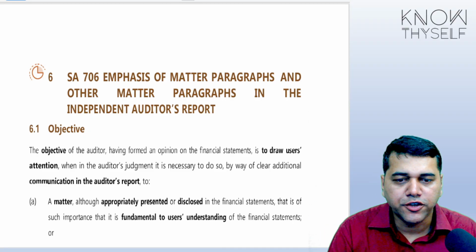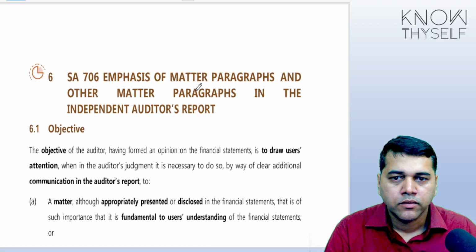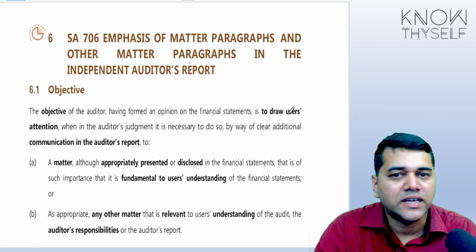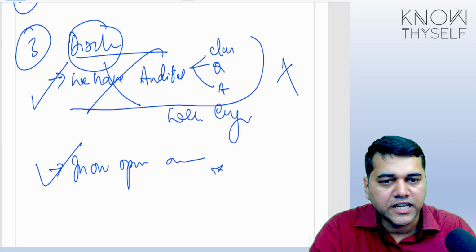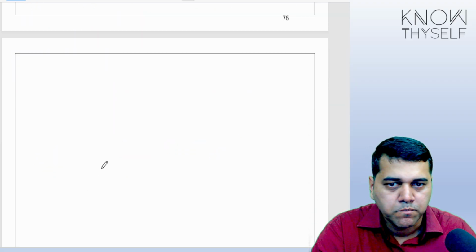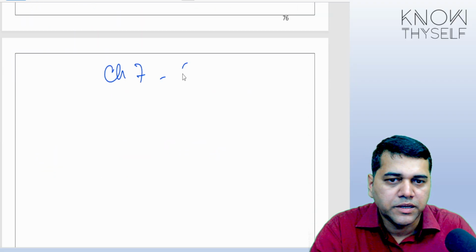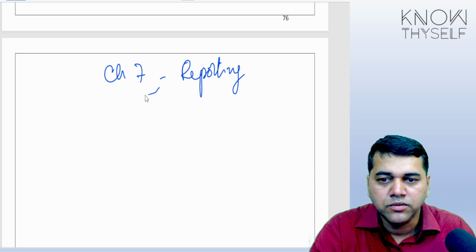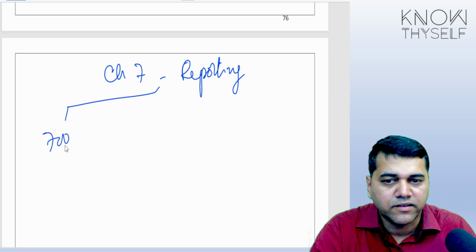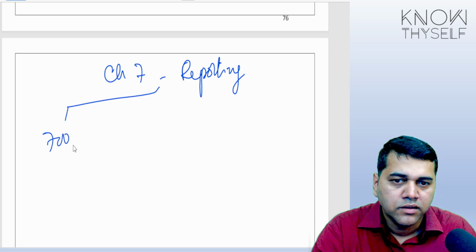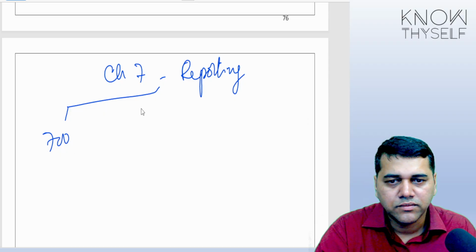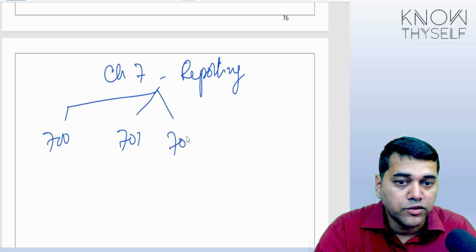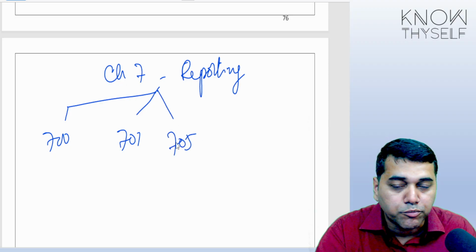Okay, so we'll continue. The next one we have got is SA 706. So we started with the chapter number 7, which is reporting, very important from final perspective. First, we spoke about SA 700, concept number 1. Not that important. 701, important key audit matter. 705, reporting part, that para part is important.